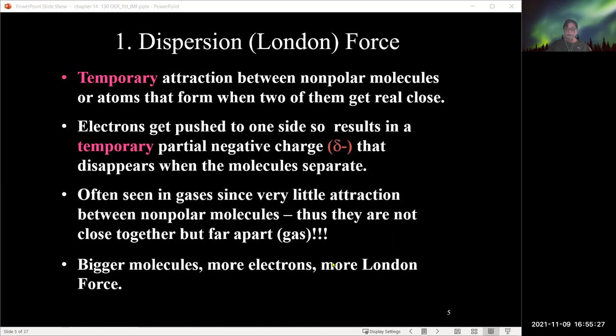We're pushing the electrons. And one thing about this, when we have nonpolar molecules and we're comparing nonpolar molecules with each other, the thing to remember is this: the bigger nonpolar molecules obviously have more electrons around them, and therefore they will have a stronger London force. When we are comparing nonpolar molecules with each other, the bigger the molecule, makes sense, more electrons, more London force, okay?